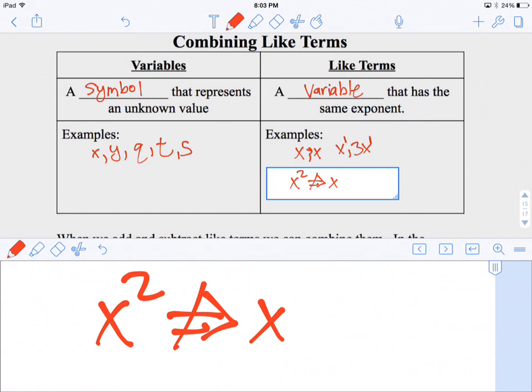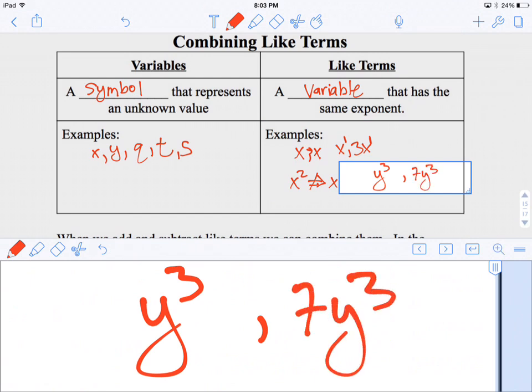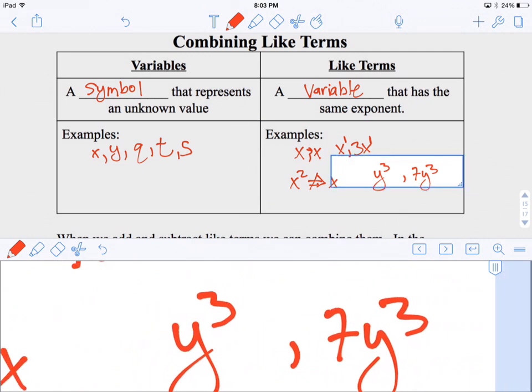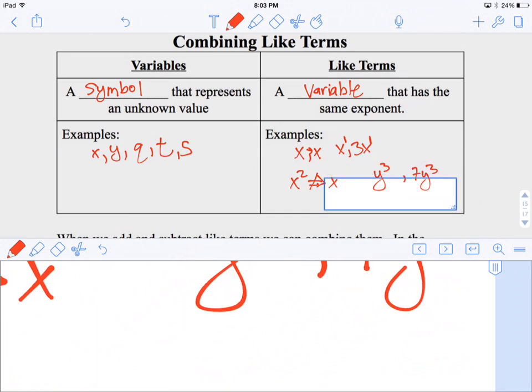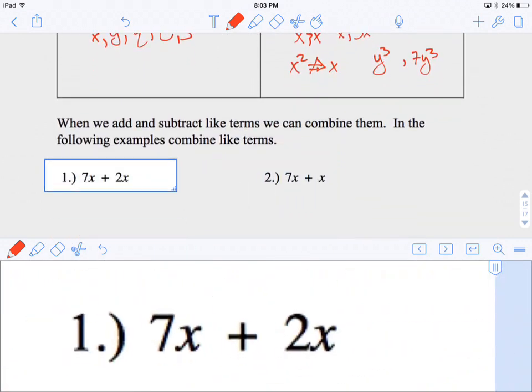Okay? So, same, and then the other variables don't really matter. Like Y cubed and 7y cubed are like terms because they have the same variable y and they have the same exponent. Okay, so make sure you know the difference. So here when we combine like terms, we have x and x, same variable, and they both have the first exponent, so we can combine them.